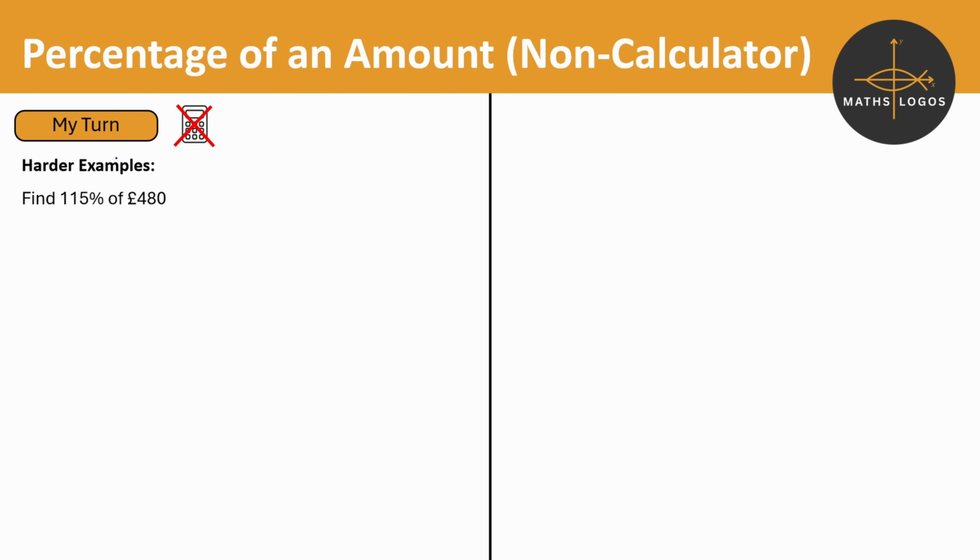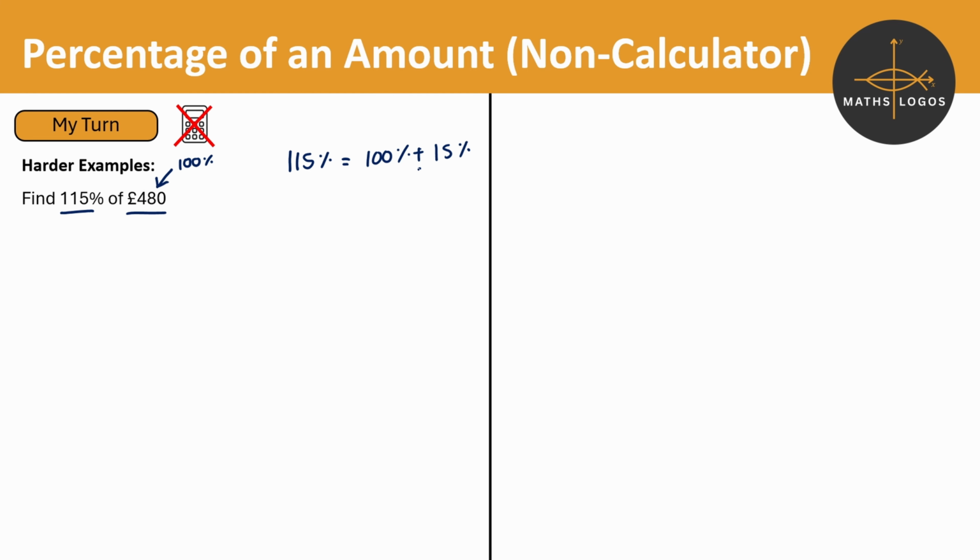The last harder example that we're going to look at is find 115% of £480. The first thing to say is, because I'm finding 115%, my final answer should be greater than the £480, because remember, that is 100%. So when you get your answer, you need to be expecting something bigger than this. Let's start off by defining what 115% would be equal to. Well, it would be equal to 100% add 15%.